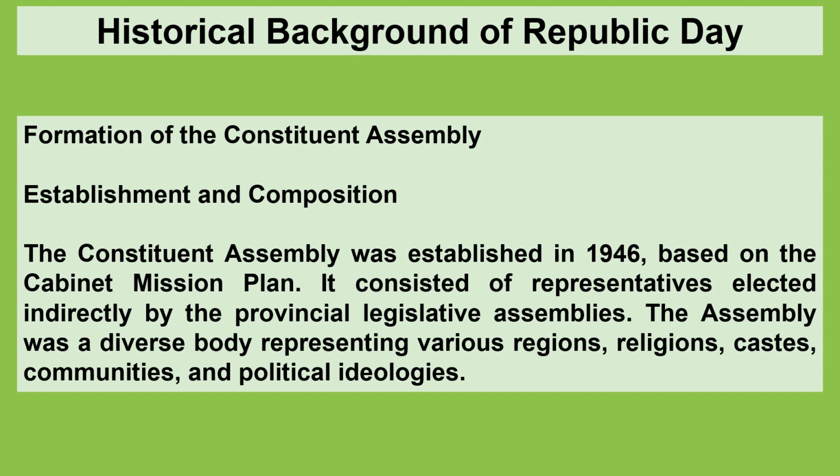Formation of the Constituent Assembly. Establishment and composition. The Constituent Assembly was established in 1946 based on the Cabinet Mission Plan. It consisted of representatives elected indirectly by the Provincial Legislative Assemblies. The Assembly was a diverse body representing various regions, religions, castes, communities, and political ideologies.